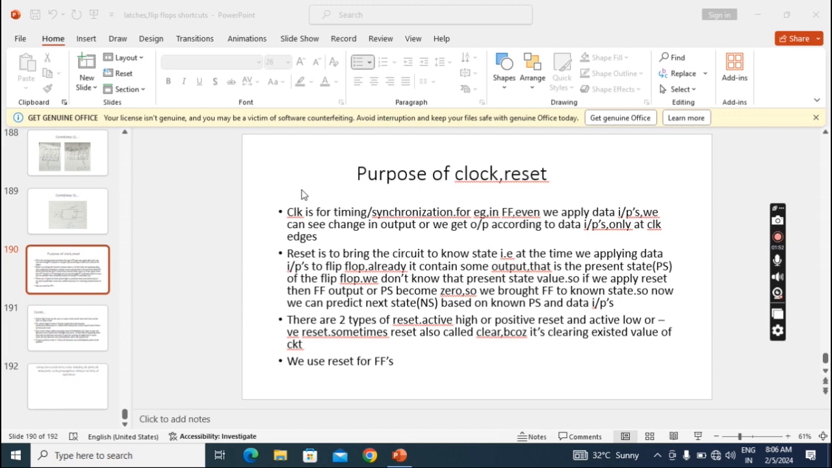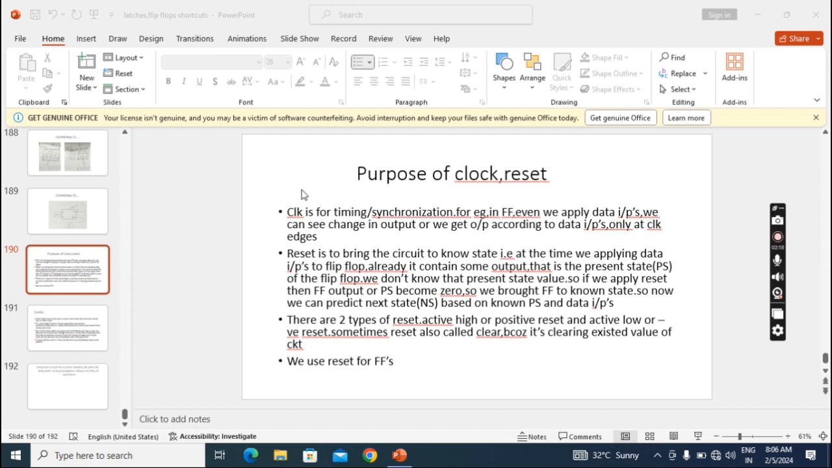So now I am applying data input. I know that data input and I know the present state also, because I made it a known state, so that I can predict the next state. Whatever output comes now, that will be the next state. So I can predict my next state. Like this we can bring the circuit into a known state. For that purpose we use reset.